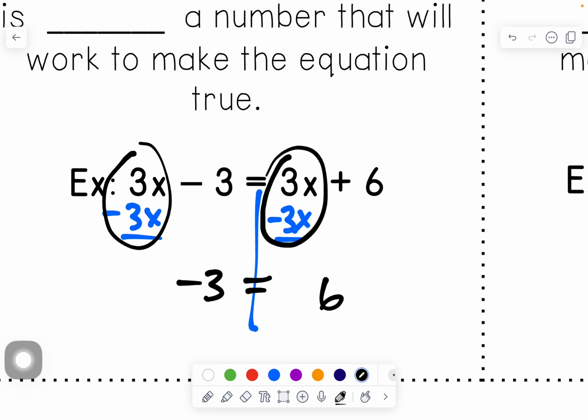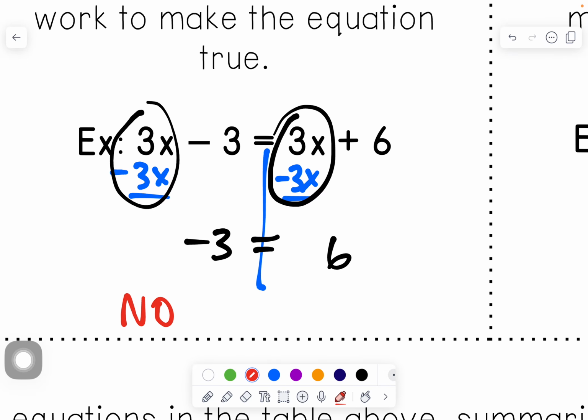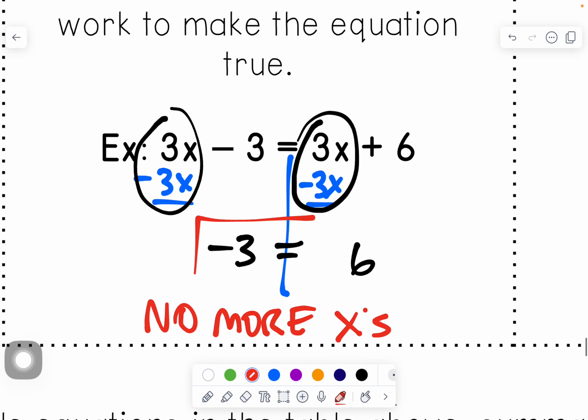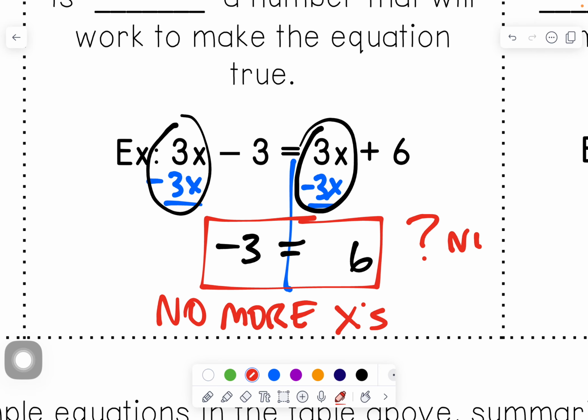When that happens, I want to observe the result. This is my result right here. Ask myself the question, does negative 3 equal 6? The answer would be no. So that will be a situation where there are no solutions.